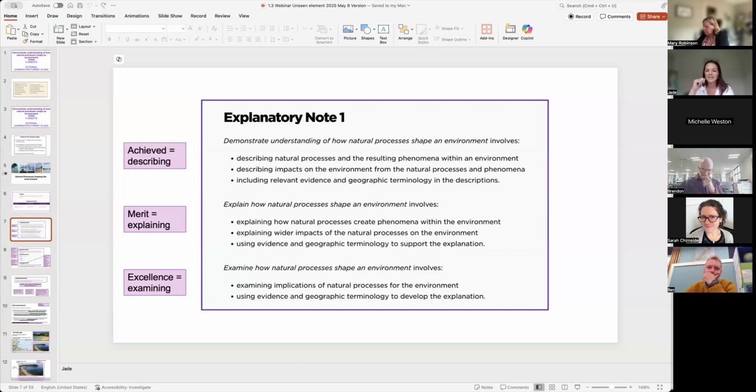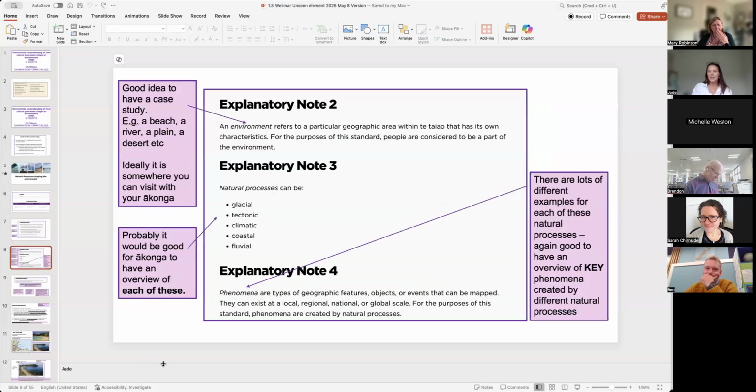When we look at the excellence criteria, we start to ask students to examine, like we do in all of our standards, and they have to be able to examine and explain the implications of the processes for the environment, and then really integrate and comprehensively use that terminology and evidence to develop their explanation and show they've got some insight into what is going on. The next slide is some more explanatory notes that I think are pretty important for us to pay attention to.